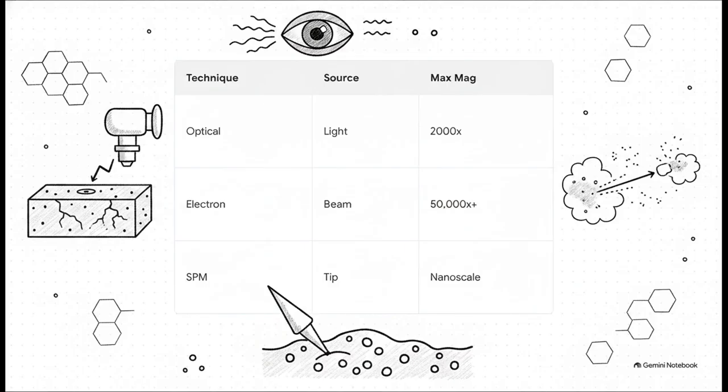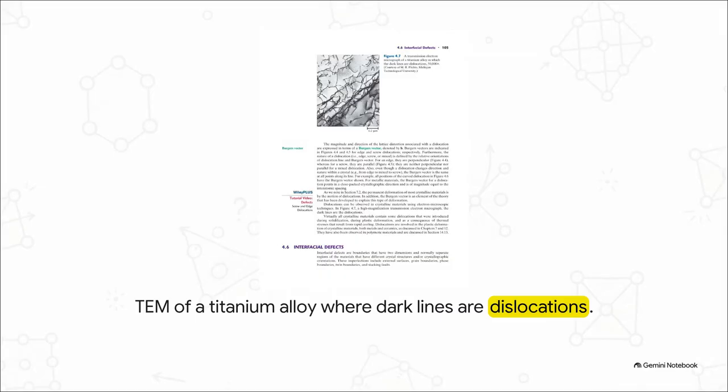For larger features, like those grains we just talked about, we use optical microscopy, which maxes out at about 2,000 times magnification using visible light. If we need to go deeper to see internal defects, we swap out light for an electron beam, zooming in 50,000 times or more. And if we want to get really crazy and map out literal individual atoms, we use scanning probe microscopy, which physically drags an incredibly sharp, nanoscale tip right over the surface to build a 3D topographical map.